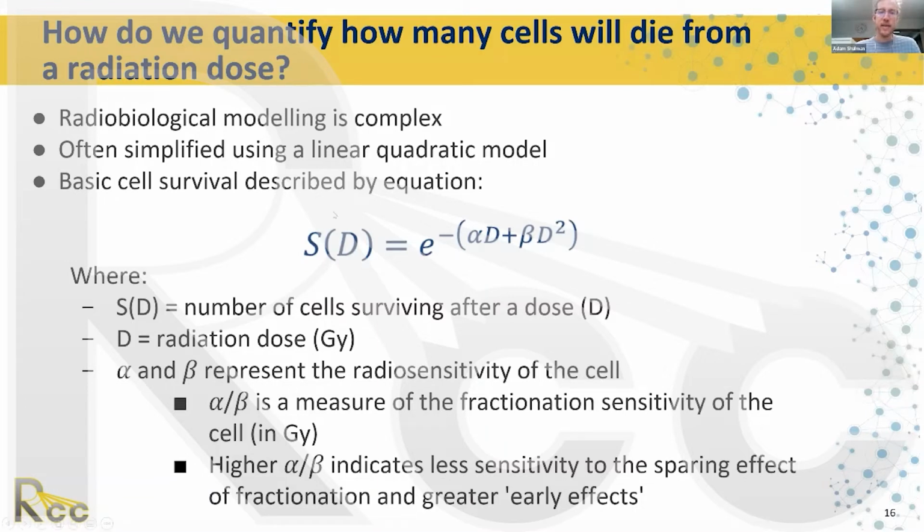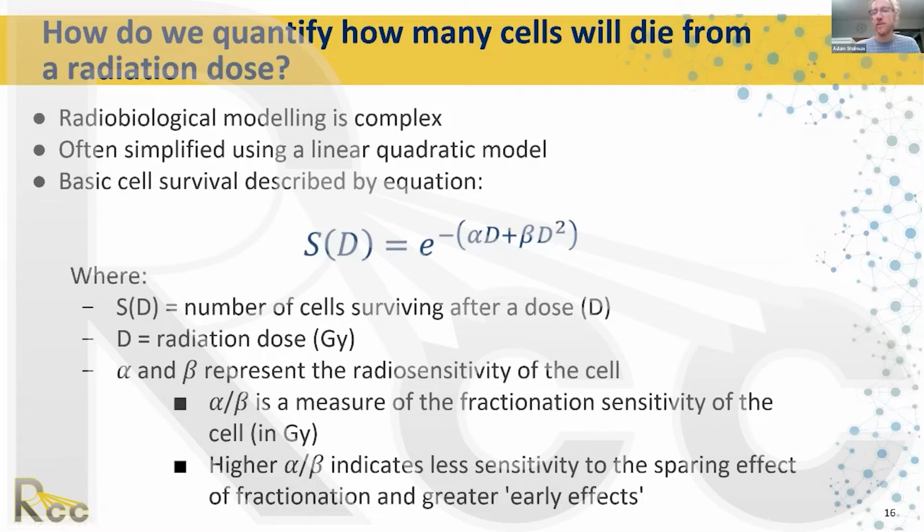So S of D is the number of cells surviving after a dose D. D is the radiation dose in gray. Alpha and beta represent the radiosensitivity of the cell. These two coefficients, alpha and beta: the alpha term creates an exponential decay, e to the minus alpha D, and the beta term exaggerates that decay quite a bit with this squared term on the dose. We'll get to that in just a second.